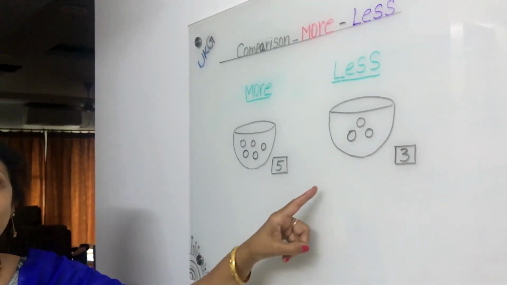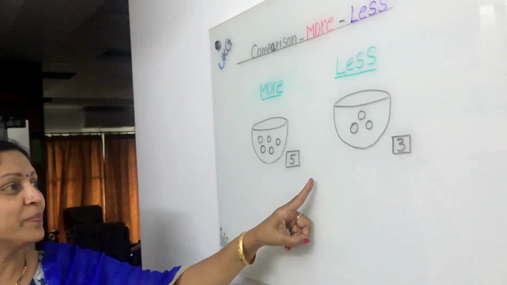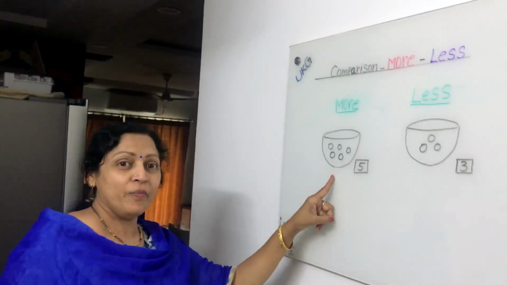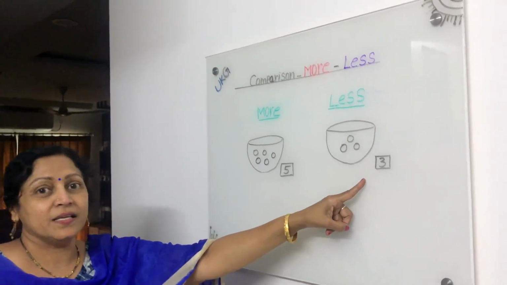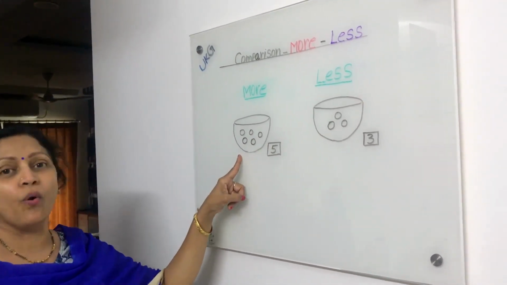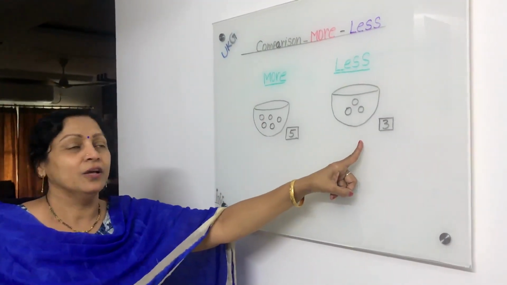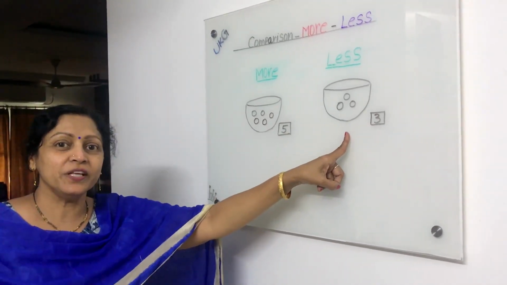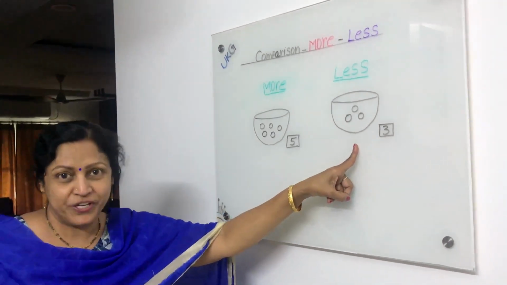In these two bowls, which bowl is having more pebbles? This? No, here only 3 are there. How many are here? 5 pebbles are there. So, 3 is less than 5. So, this is more, because here 5 pebbles are there, here 3 only are there. So, this is more and this is less. How did we do this? By comparing the number of objects.